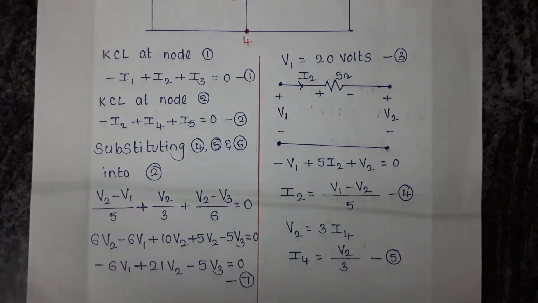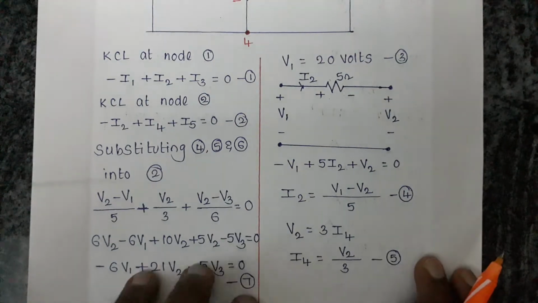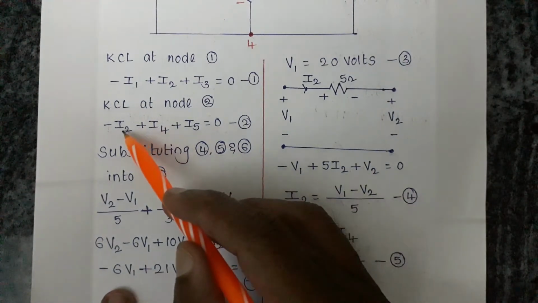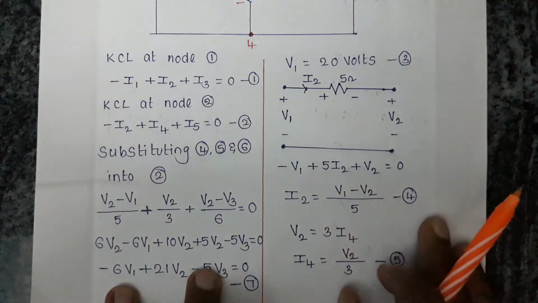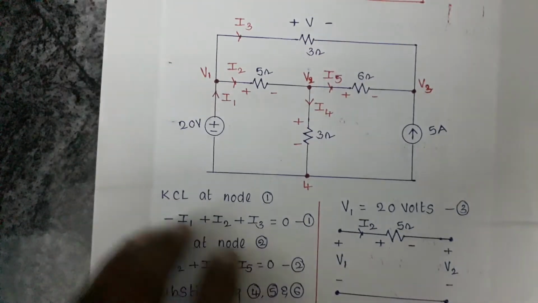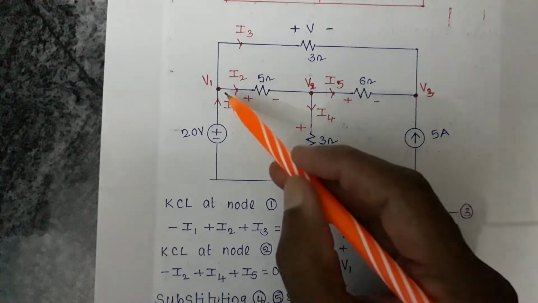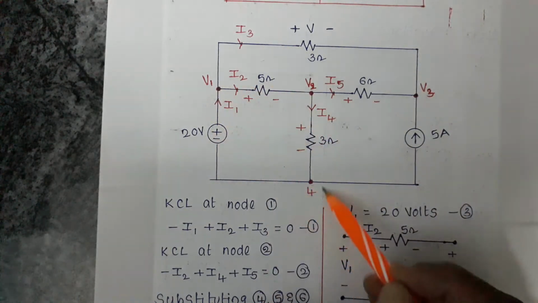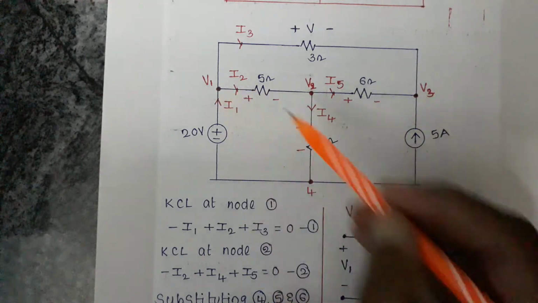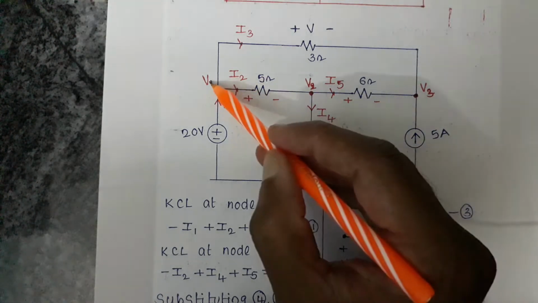Here we are writing currents as a function of voltages. We are writing I2 as a function of node voltages, so here we get V2 and V1 directly. V1 is the voltage from node 1 to the reference node. Here the fourth node is the reference node. So node 1 to the reference node, V1 is the voltage.